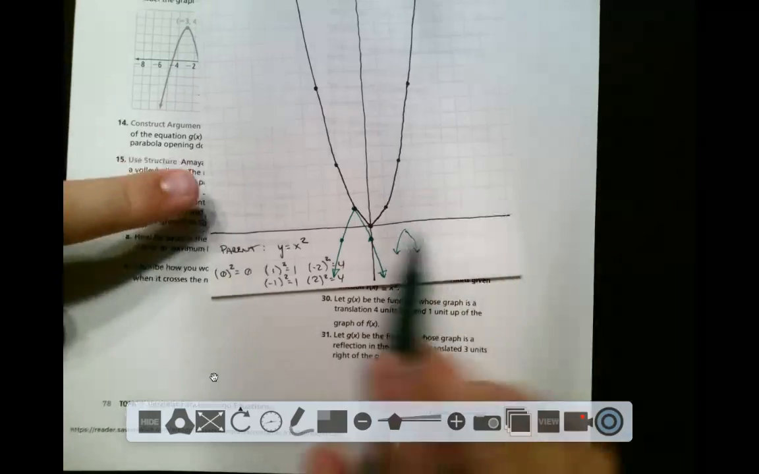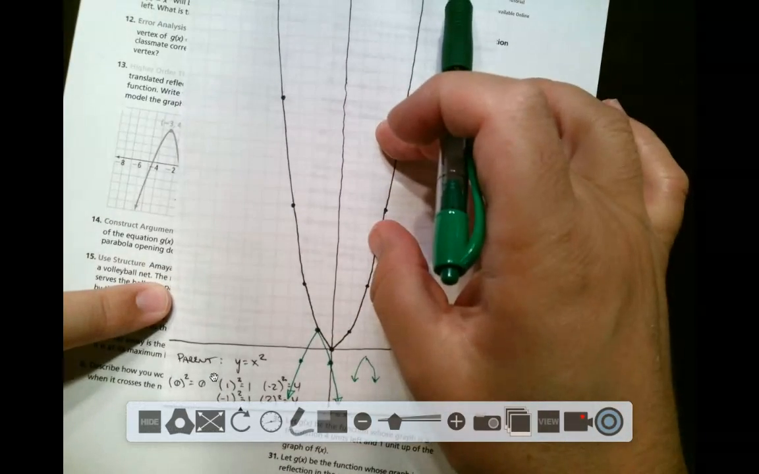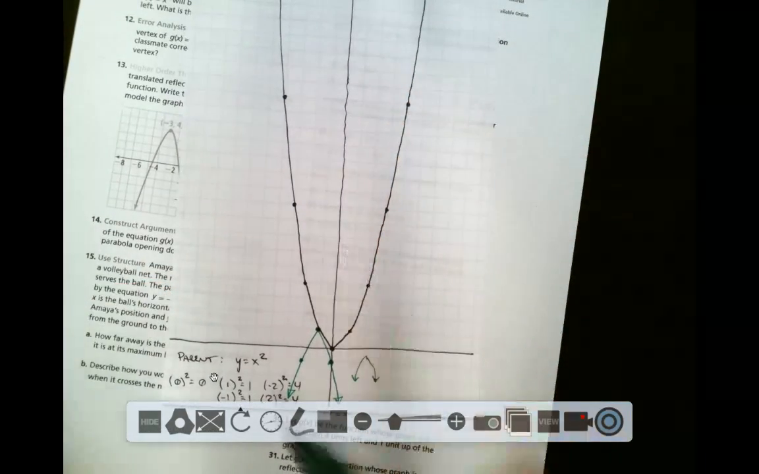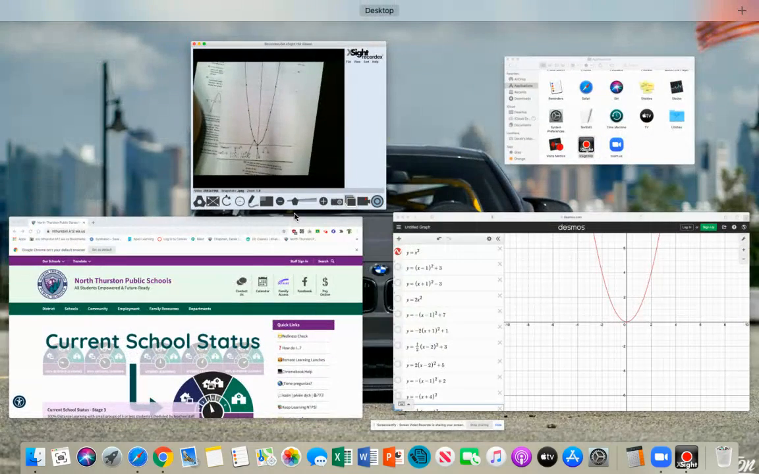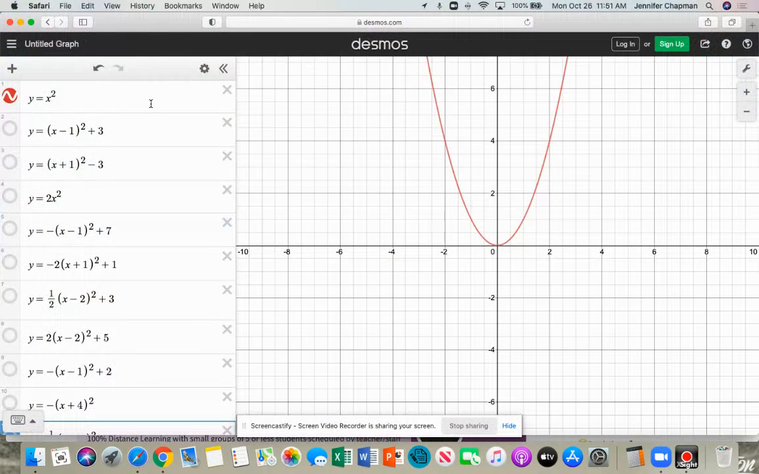Of course, if I would have made this origin maybe in the middle, that would have been a better idea. Then you could see more of those extra points. But let me show you how we can look at this using Desmos. So there's my parent function, and I'm going to look at all those problems that we ended with, 16 through 21.